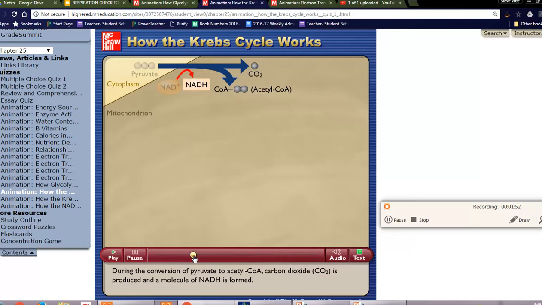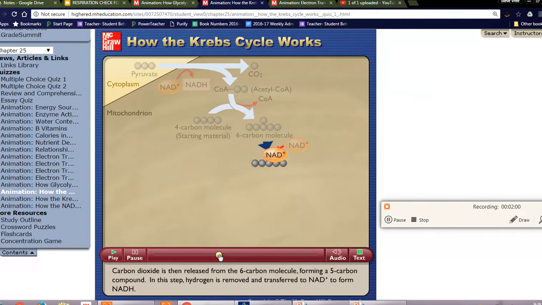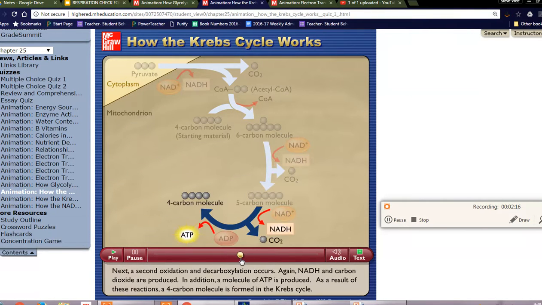Now that 2 carbon acetyl-CoA is going to combine with another 4 carbon molecule to make a 6 carbon molecule. That 6 carbon molecule is going to become a 5 carbon molecule, which means we lose a carbon, and that carbon once again turns into carbon dioxide. We're also going to make an NADH when we do that. That process is going to happen again. The 5 carbon is going to become a 4 carbon. We're going to lose a CO2, but once again we're going to harness that energy and turn it into a NADH and ATP.